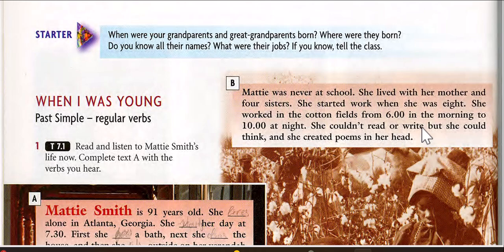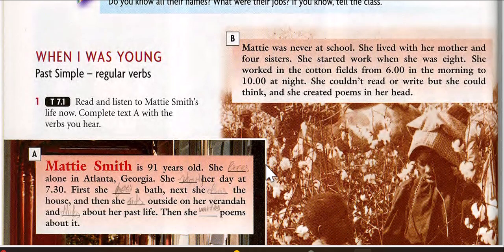When you see the first part, "When I was young, I was", was denotes past simple. They are focused first on regular verbs. The first one is: read and listen to Matty Smith's life now. Complete text A with the verbs you hear. You can see the listening part I have shared in Google Classroom. The material you can see there.